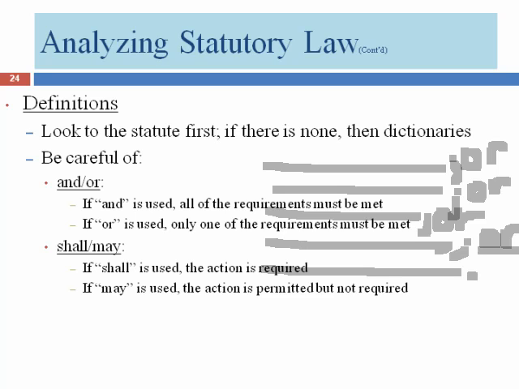Then let's look at shall and may. In English, we sometimes use these words interchangeably, but in technical legal writing, they have different meanings. Shall means the action is required. If it says the non-primary resident conservator shall pay child support, it means no way around it, got to do it.